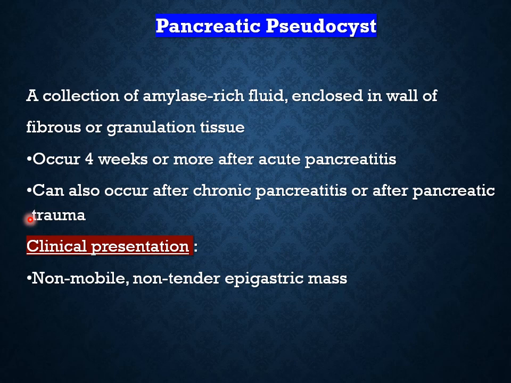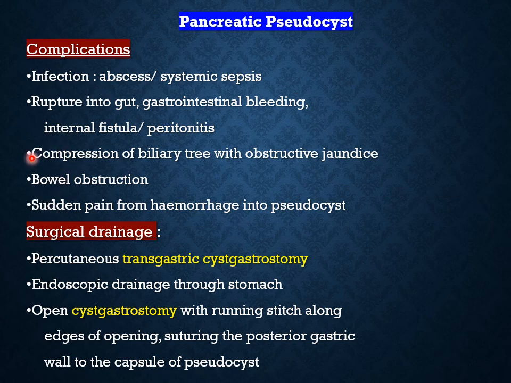Okay. Clinical presentation: non-mobile, non-tender epigastric mass. Complications of pancreatic pseudocyst: infection, abscess formation, and septicemia, rupture into the gut, compression of the biliary tree causing obstructive jaundice, bowel obstruction, and sudden pain from hemorrhage into the pseudocyst.